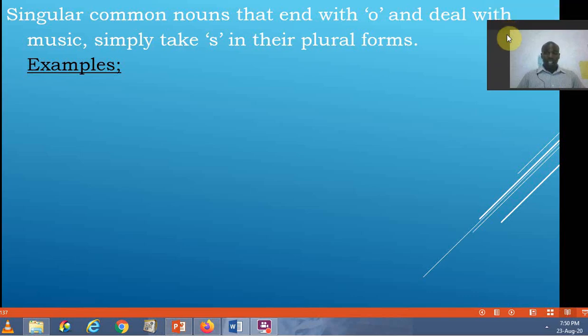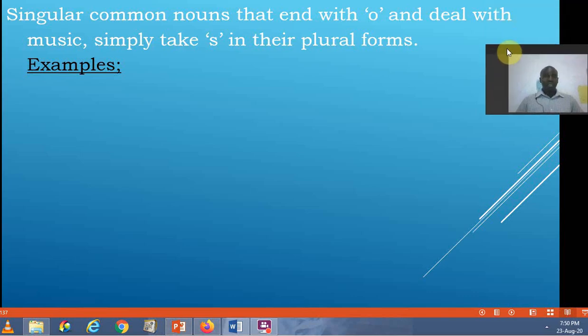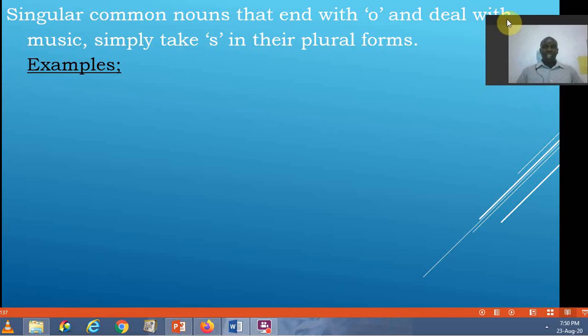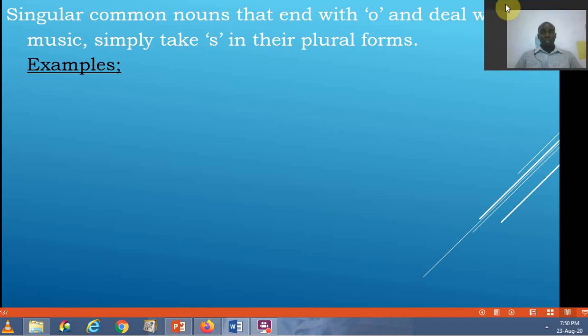But for them, when they end in O and deal with music, they simply take on S. It doesn't necessarily mean that they have to deal with music, but you'll find that the majority of those that play around with music just take on S in their plural. We are now going to look at words like piano.